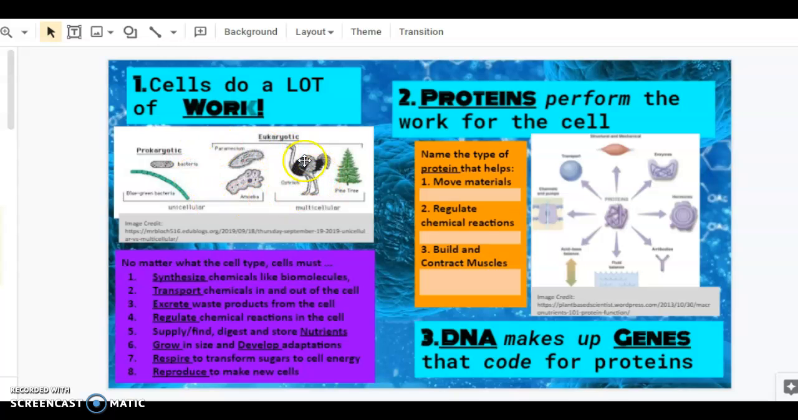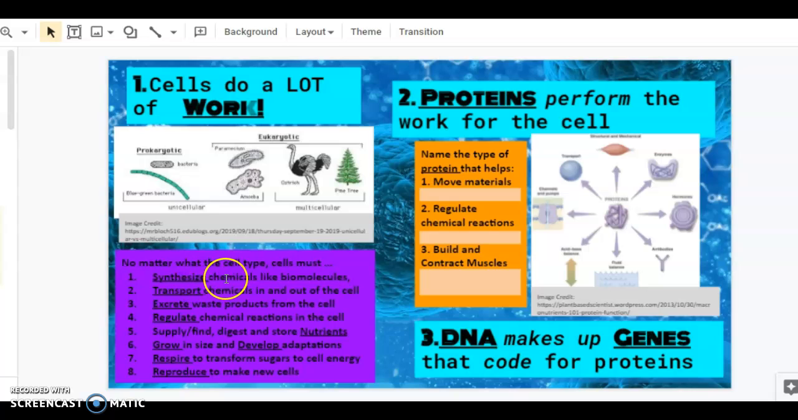But no matter what the cell type is, cells do a lot of work. And we can summarize their work by an acronym, STIR. Synthesis, transport, excretion, regulation, nutrition, growth and development, respiration, reproduction.